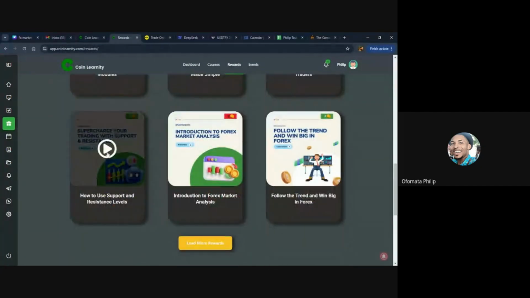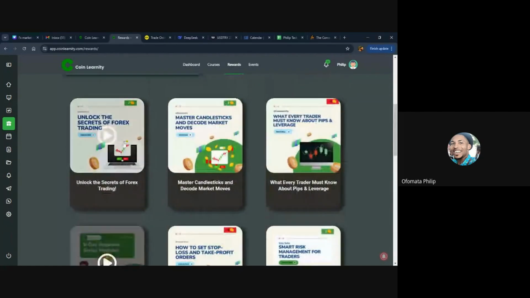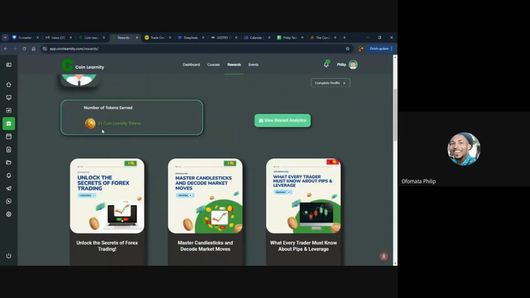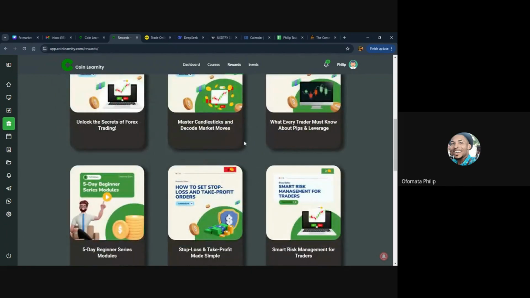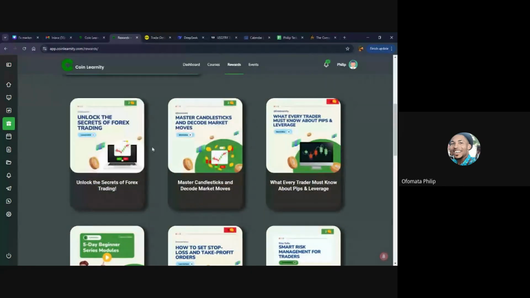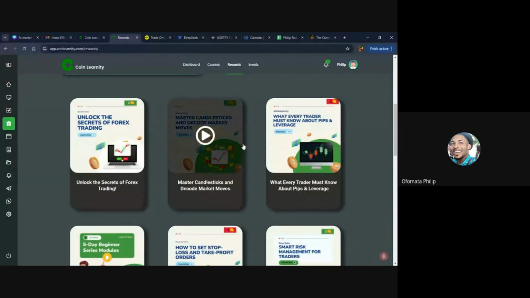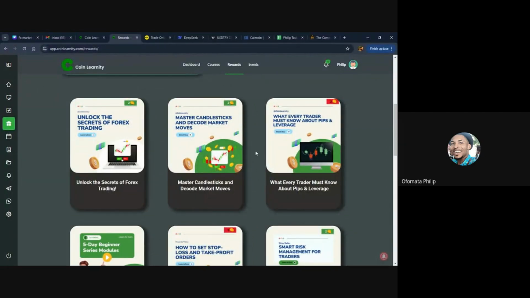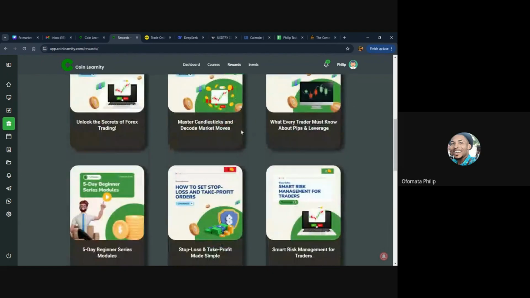Now, once you watch these videos, you are going to be given Learnity tokens. The more Learnity tokens you accumulate, the closer you get to your reward badge. If you accumulate the Learnity tokens to a certain level, you'll be awarded Learnity badges. With your Learnity badge, you'll be able to redeem your reward at Learnity. So if you watch as many videos, you get as many Learnity tokens and you get a very high badge. Once you get that high badge, you'll be getting exclusive bonuses like trading vouchers, trading bonuses, and even cash rewards. You can get all of those by just participating in the rewards program.